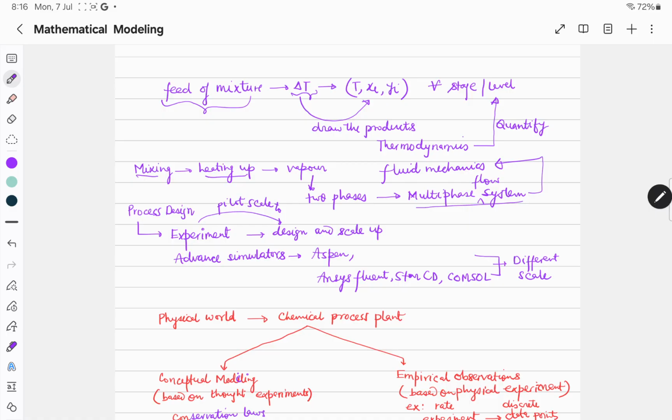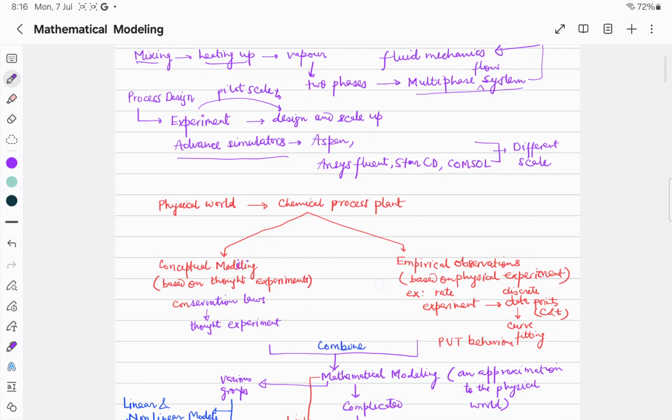Now, as far as chemical engineering is concerned, you have to design the process. You can do the experiment at pilot scale to design and scale up. At different stages you can use advanced simulators like Aspen, ANSYS Fluent, HYSYS, STAR-CD, gPROMS. These Aspen and ANSYS Fluent work at different scales. So you use these advanced simulators to get the solution.